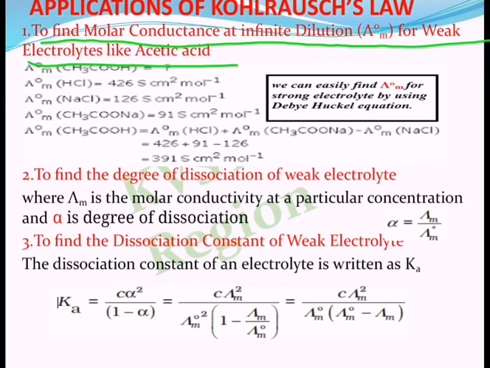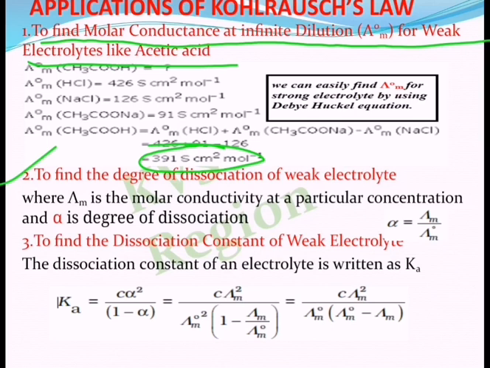Clear? In the last slide we were unable to find the molar conductivity at infinite dilution of acetic acid, but with the help of this Kohlrausch law we can find it. So let's see the calculation; mute the sound and try to understand how we can find the molar conductivity of acetic acid, that is 391 Siemens centimeter square mole inverse.